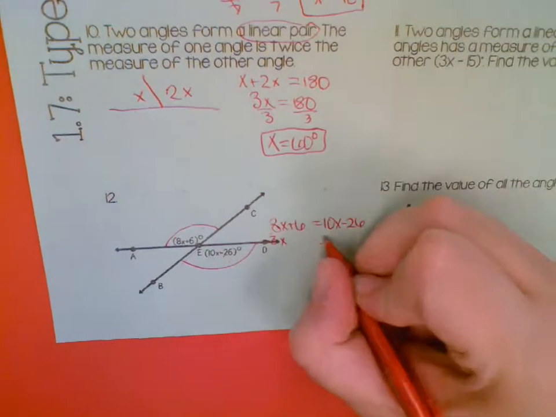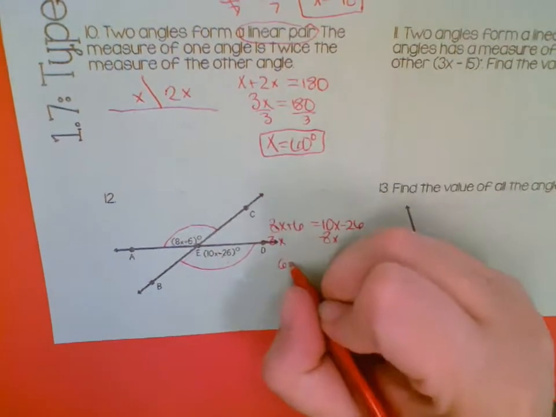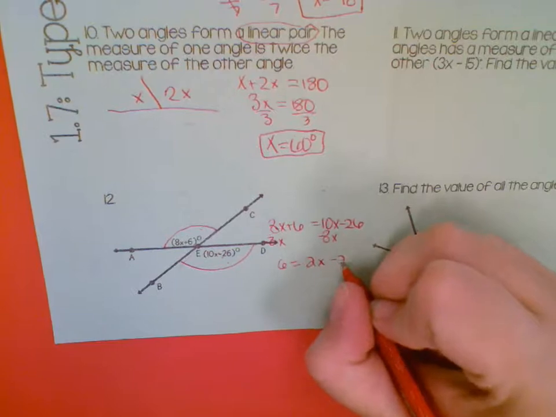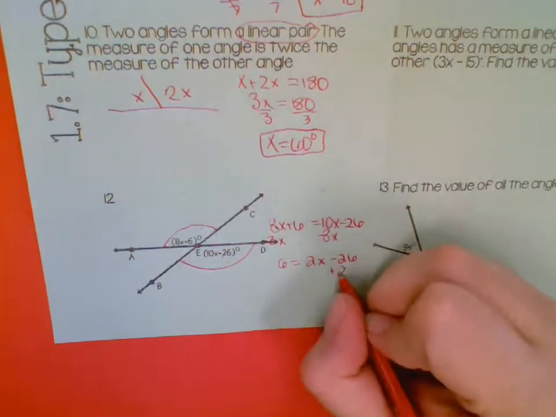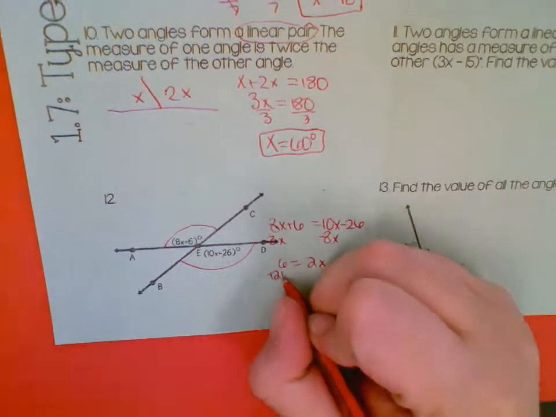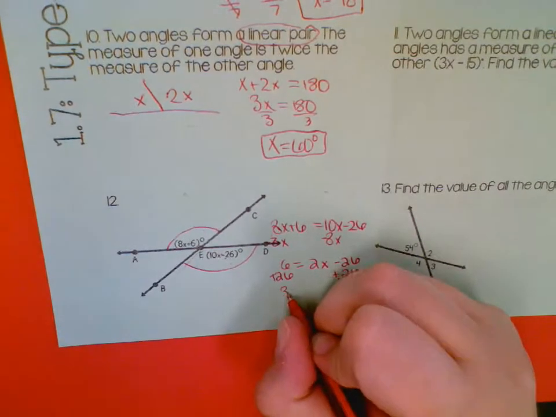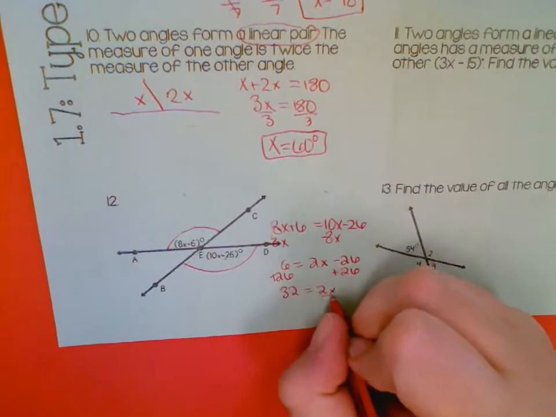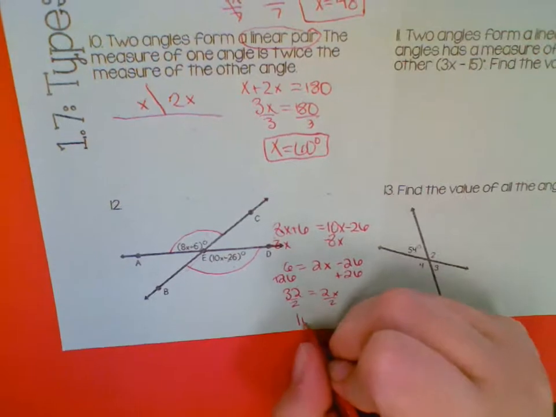Combine our like terms across, so subtract that 8x. So 6 equals 2x minus 26. So we get 32 equals 2x. So 16 is x.